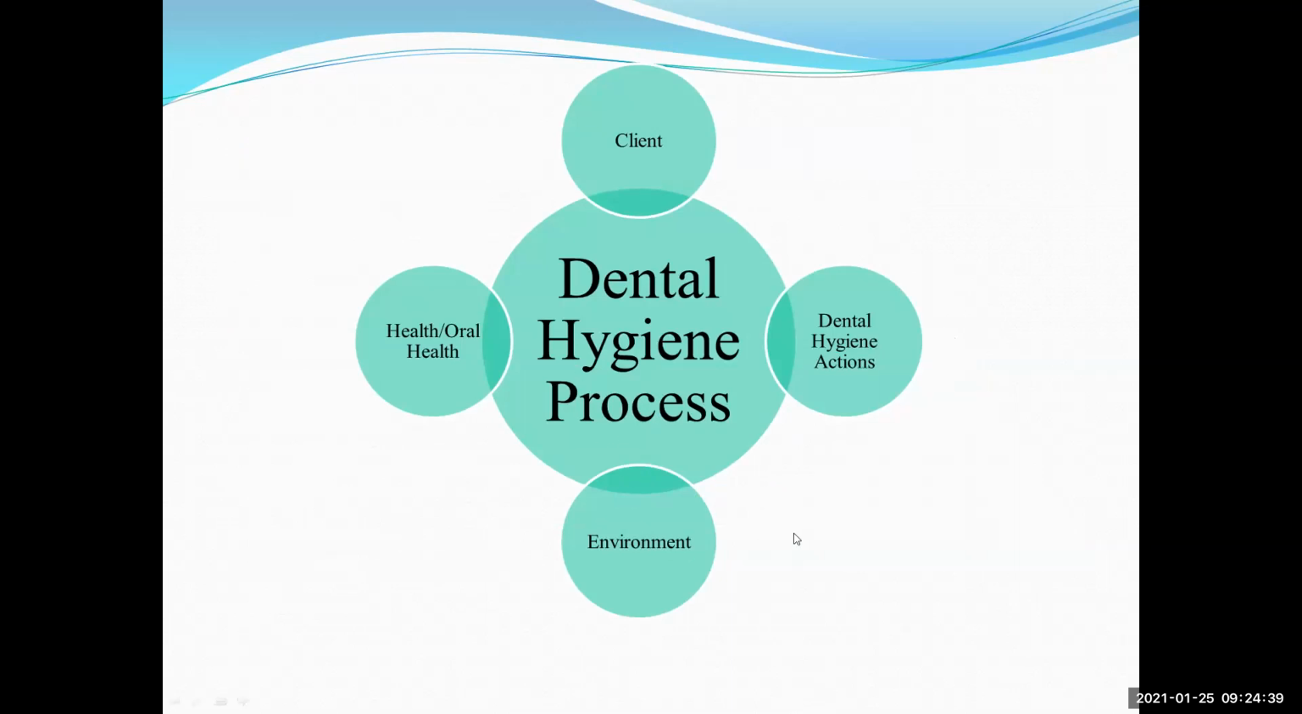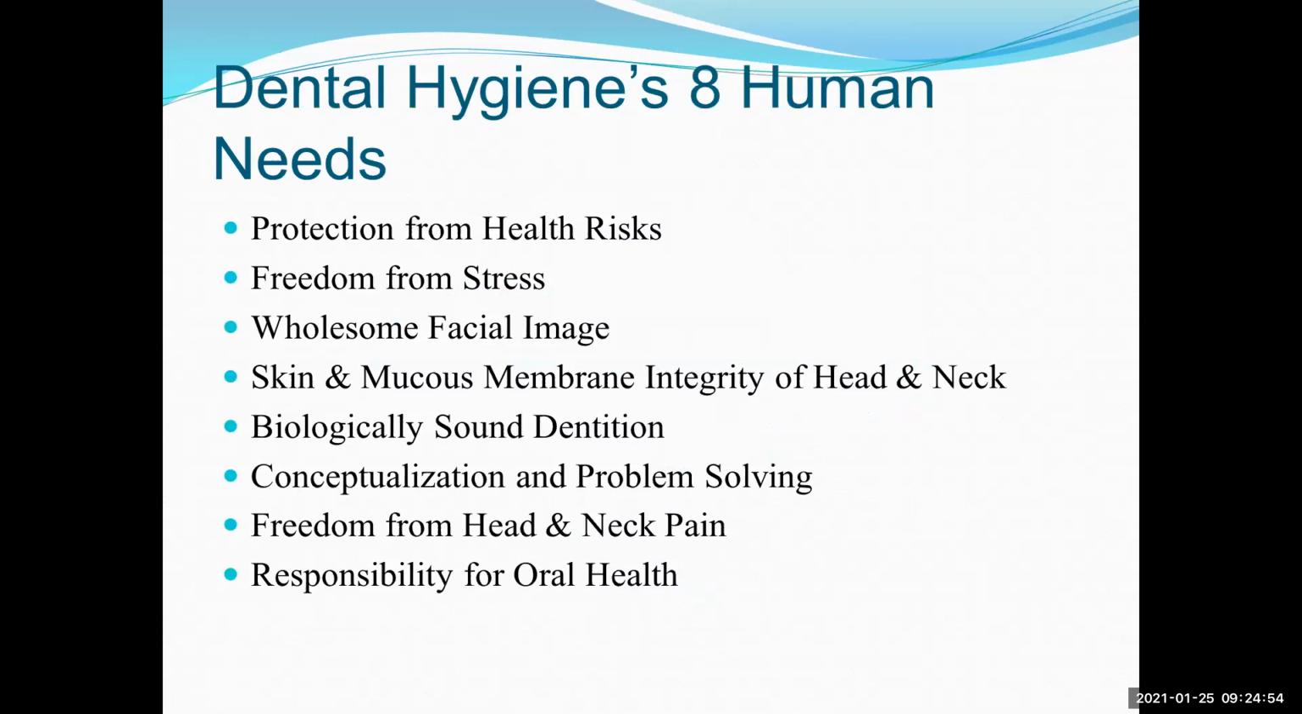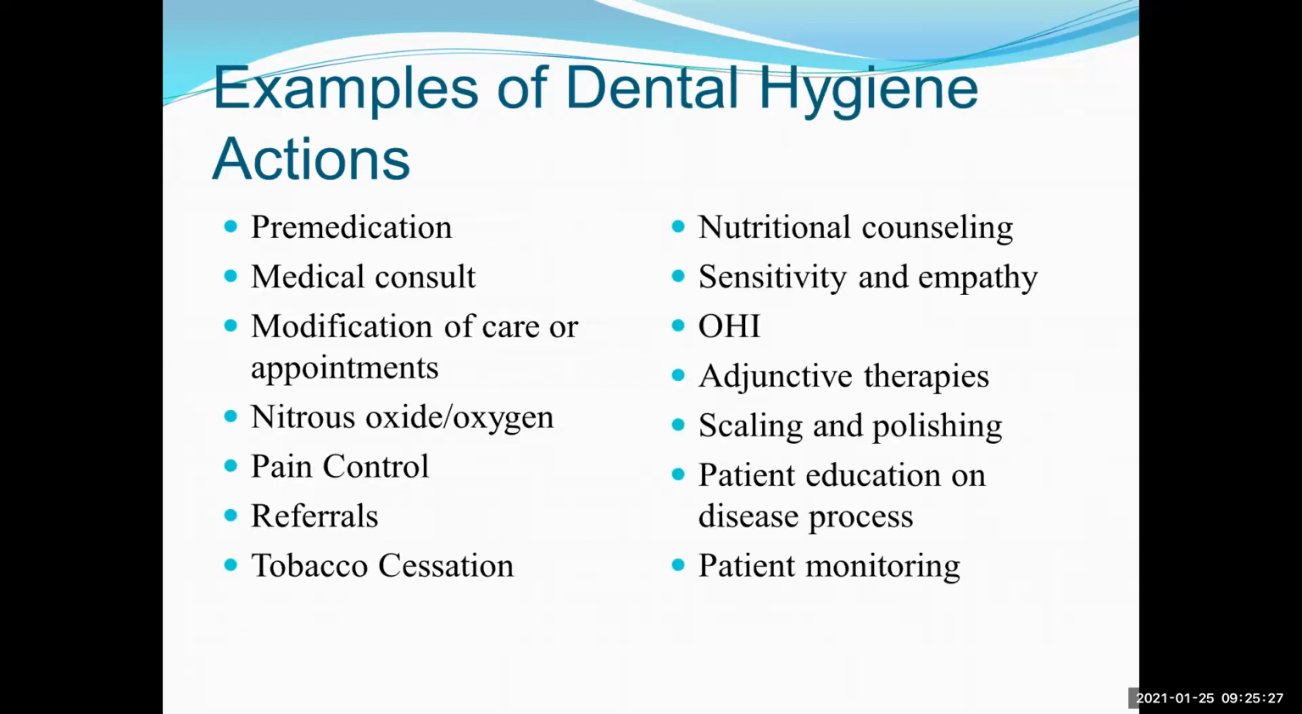But the dental hygiene process, okay, you've got your client, you've got your oral health as well as physical health, you've got your environment and your dental hygiene actions. So the dental hygiene's 8 human needs: protection from health risks, freedom from stress, wholesome facial image, skin and mucous membrane integrity of the head and neck, biologically sound dentition, conceptualizing and problem solving, freedom from head and neck pain, and responsibility for their own oral health.